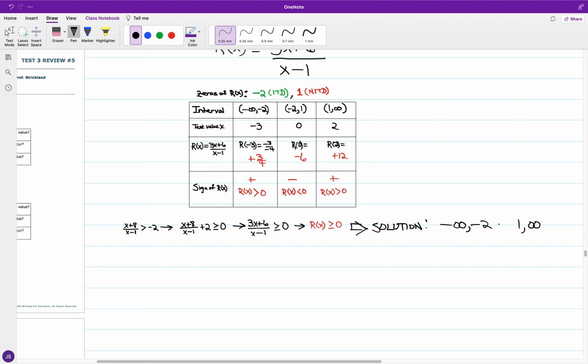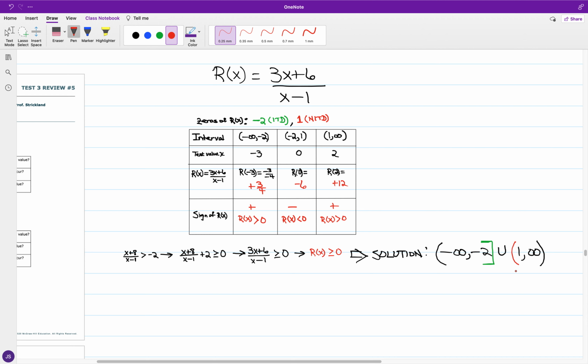So we're going to have a union of intervals. And for the enclosures, now infinities are boundless, so they will remain in parentheses. And now for negative 2, that is in the domain, and with the inequality consisting of an equal sign, the negative 2 creates the equal to 0 part, so that is going to be bracketed, whereas 1 is not in the domain, and so that will stay in parentheses, and that will be the solution to that particular last problem.